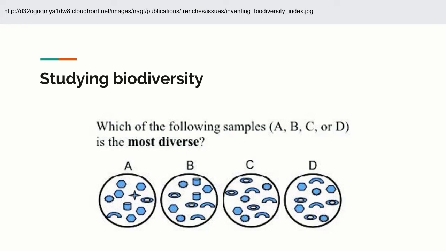So if you were to get some examples, and I were to ask you, which of these four turn out to be the most diverse, we need to come up with a way of putting them in order, which means we have to have a way of quantifying this. And it turns out there are plenty of mathematical ways of expressing biodiversity.